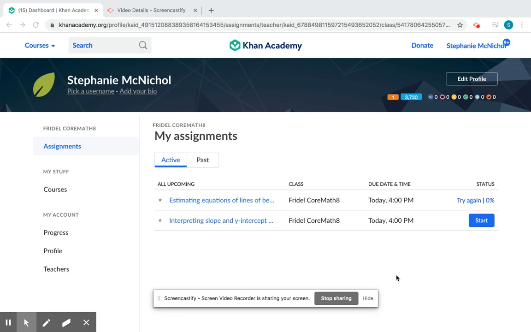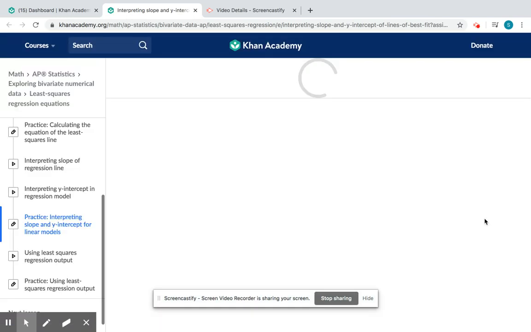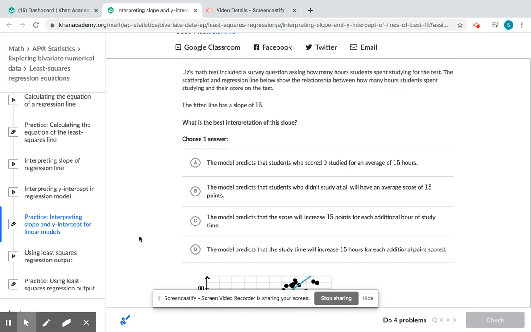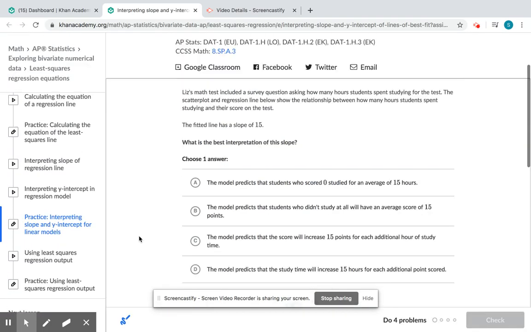Hey everyone, we are moving on to the second portion on Khan Academy, and it's interpreting slope and y-intercept, which is something that we have seen before. So what we're doing is we're taking the math and applying it to a real world situation. I'm going to show you how to do two of the questions on here. The questions that I'm doing are the questions that you see on your Khan Academy. I'm just going to show you how to read through this and how to make sense of it, okay?